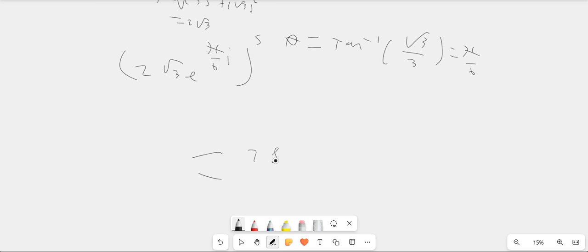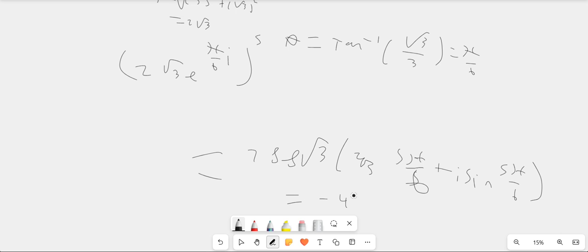And that's going to be 288 root 3 cos 5 pi over 6, because you use De Moivre's theorem, you times the 5 into there, plus i sine 5 pi over 6. And then you just put that in the calculator, and you get minus 432 plus 144 root 3i, yeah?